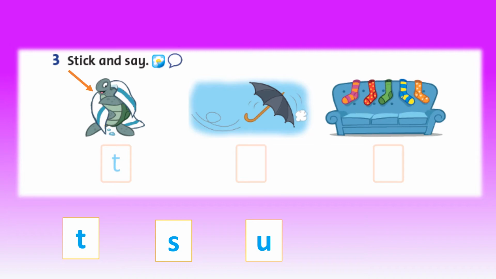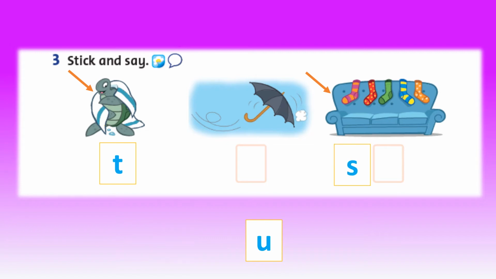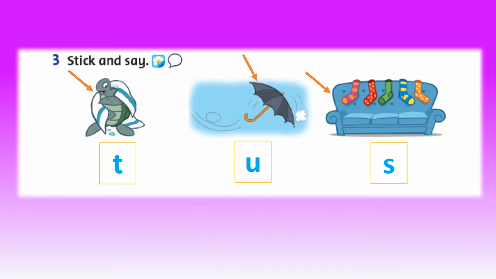What is it? It's a turtle. T is for turtle. Next one. It's a sofa. That's right. And S is for sofa. You did it. And the last one. What is it? It's an umbrella. A is for umbrella.